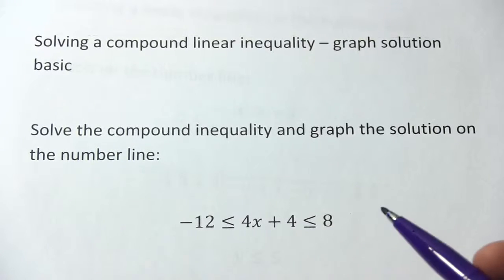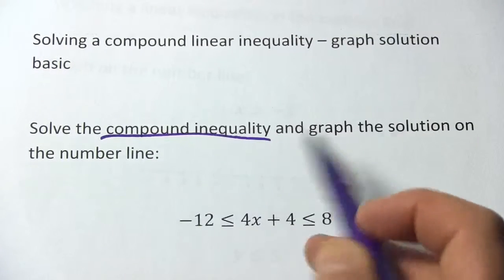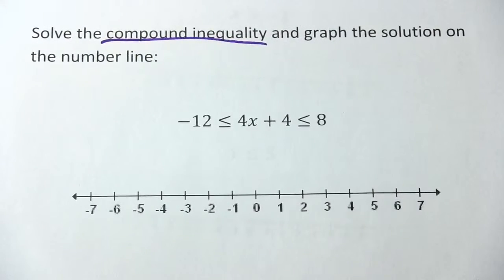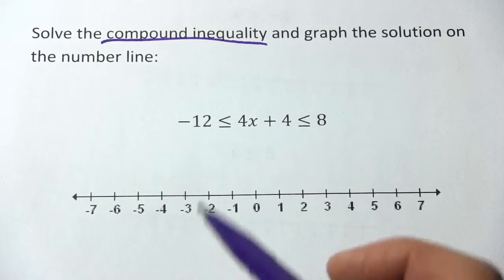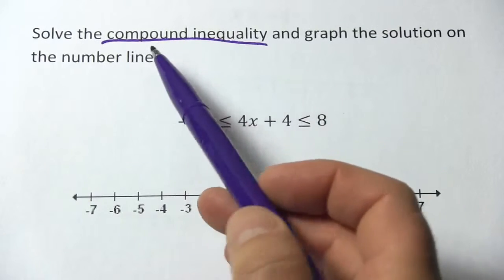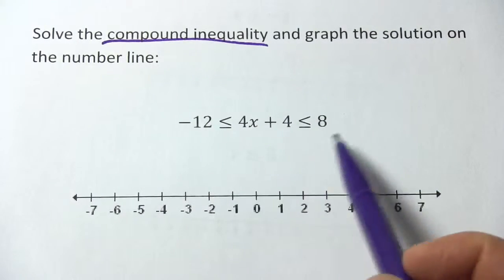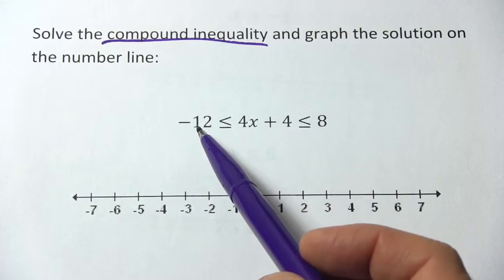Here we have a compound inequality, and we need to solve that and then graph the solution on the number line. Well, first of all, what is a compound inequality? Well, compound just means that it has more than one part. And you can see here it looks like it has three parts.